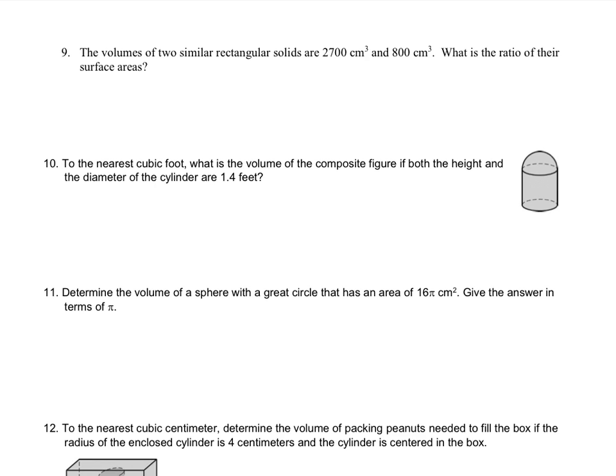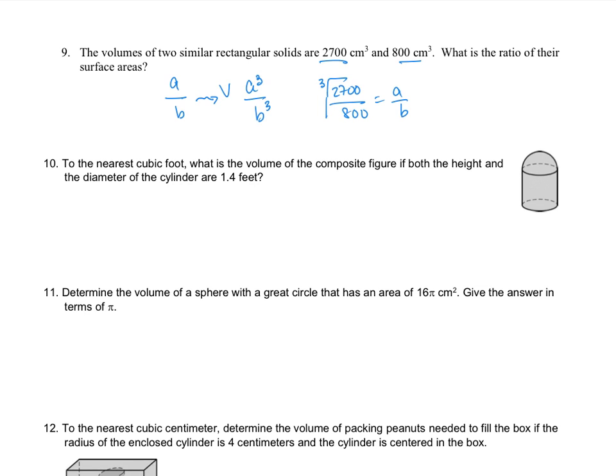All right, here we go with number 9. The volumes of two similar rectangular solids are 2,700 cubic centimeters and 800 cubic centimeters. What is the ratio of their surface areas? Well, if we have a ratio of A to B, what we talked about for volume, we will say A cubed to B cubed. And this is volume. So to get my A to B ratio, I need to take the cube root of 2,700 over 800.